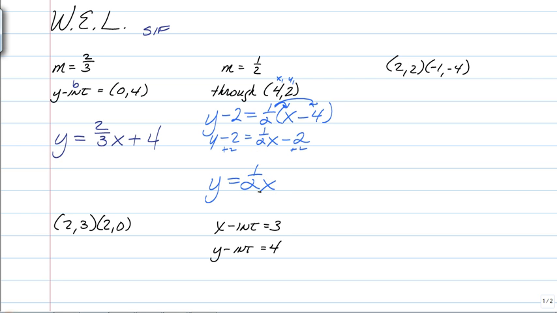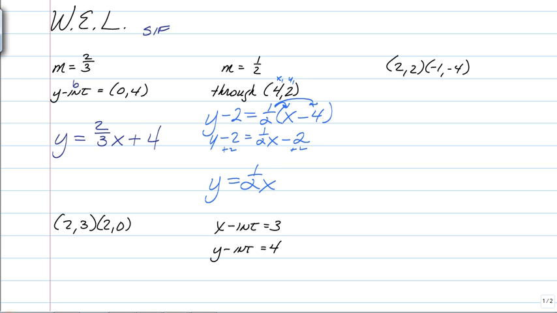Otherwise, you might do it the way you learned back in the day, where you just have y is equal to mx plus b. You plug in your m, you put the x and y, and then you solve for b, and then you remember to go back and write the equation with b. But point slope form, in my opinion, is just a much faster and better way to do it. So that's why I showed you that way.